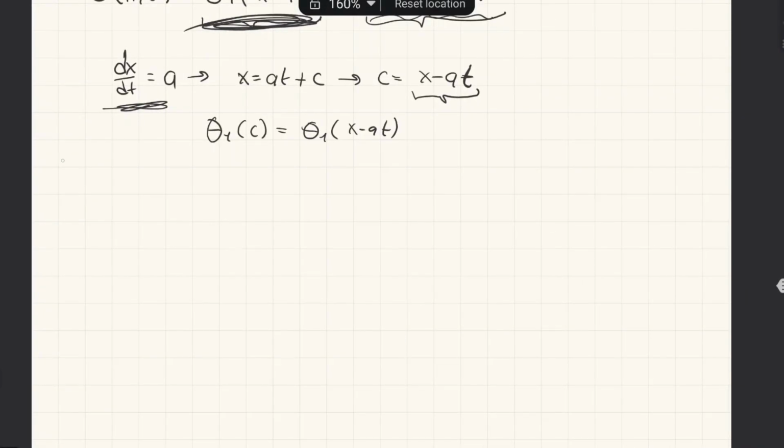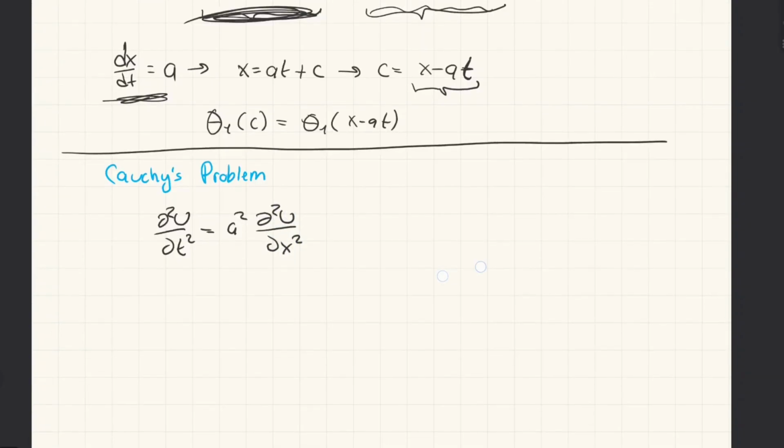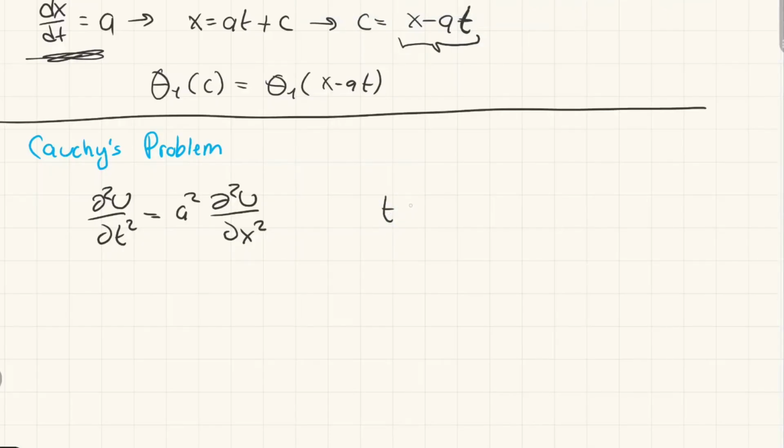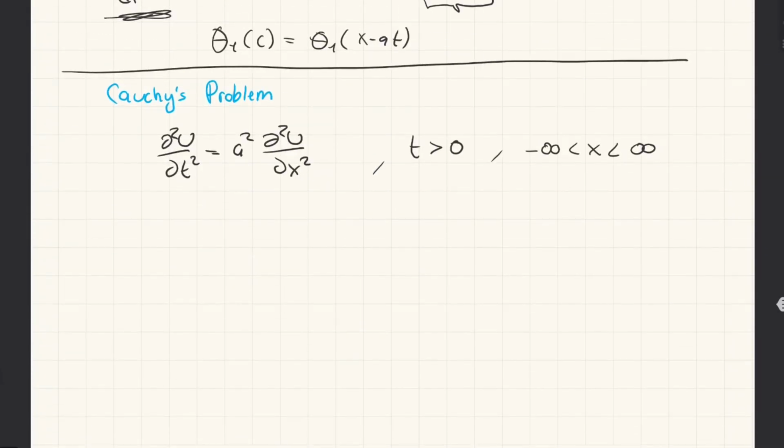So the Cauchy's problem is about finding a solution for the wave equation in just one dimension in this case, where t is greater than 0 and x is between minus infinity and infinity. Okay? And what will be the initial conditions?